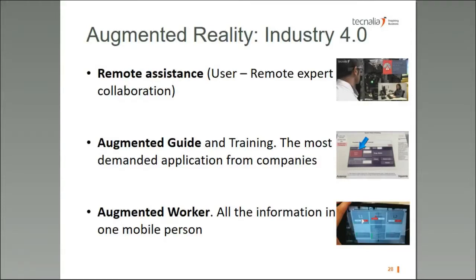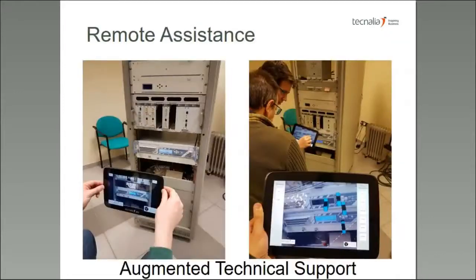Augmented reality. Now we are going to see examples related to the three concepts in which we are working in Industry 4.0. I have already talked about them, and these concepts are remote assistance, where an expert helps a user without being there. The augmented guide or training, which is an automatic guide to complete tasks. And the augmented worker, which is a person who gets information and actuates directly to the machines.